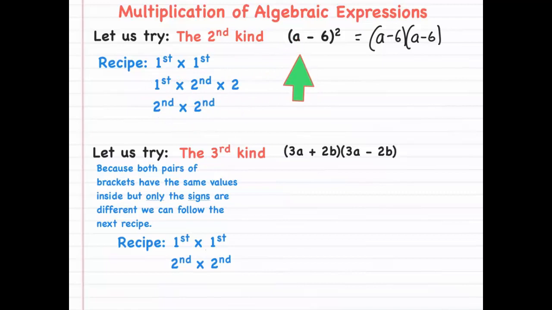So let's do this. First with first. So the first one with the first one, a times a, that gives me a squared. Then we are going to go first times the second times 2. That is so important. So we're going to take the first times the second. So a times minus 6 is minus 6a times 2, which gives me minus 12a. And then we have minus 6 times minus 6, which is second with the second, which gives me plus 36.